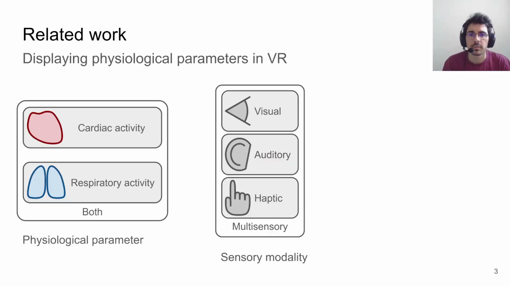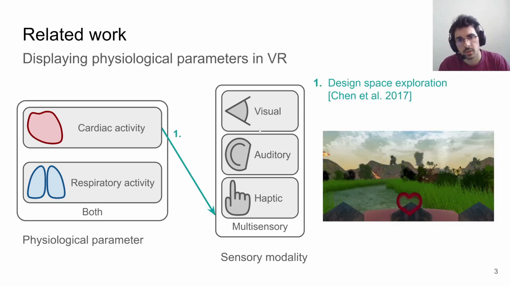So how to display physiological parameters in VR? Well, first we're going to focus on cardiac activity and respiratory activity only, and you can use several sensory modalities to present physiological parameters in VR. You can use vision, you can use audition, and haptics.